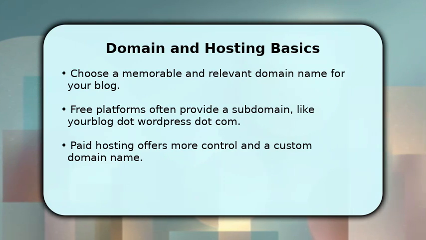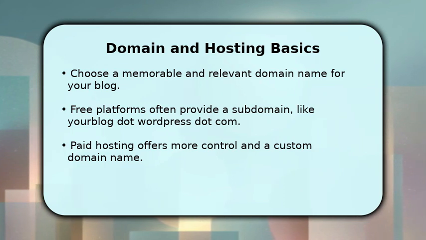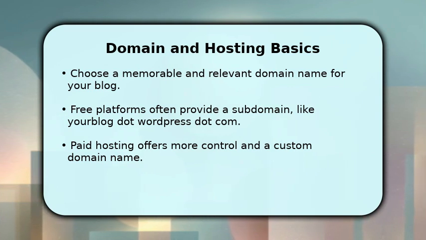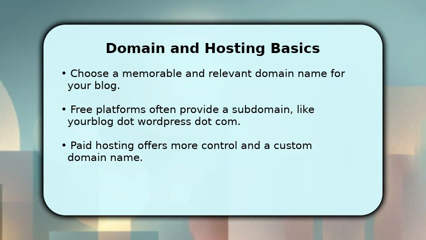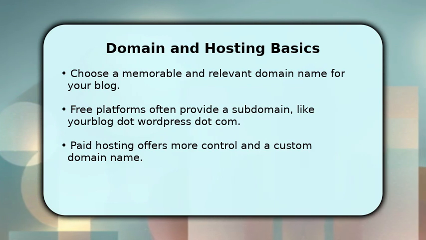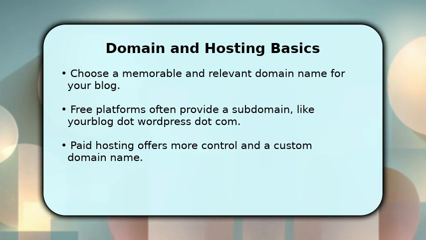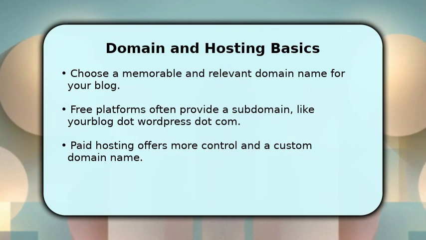Next, let's talk about your blog's address on the internet, your domain name. It should be easy to remember and reflect your blog's topic. With free platforms, you'll typically get a subdomain which includes the platform's name, like yourblog.wordpress.com. If you want a completely custom name, such as yourblog.com, you'll need to purchase a domain and often a hosting plan. This gives you more control and a professional appearance for your online space.